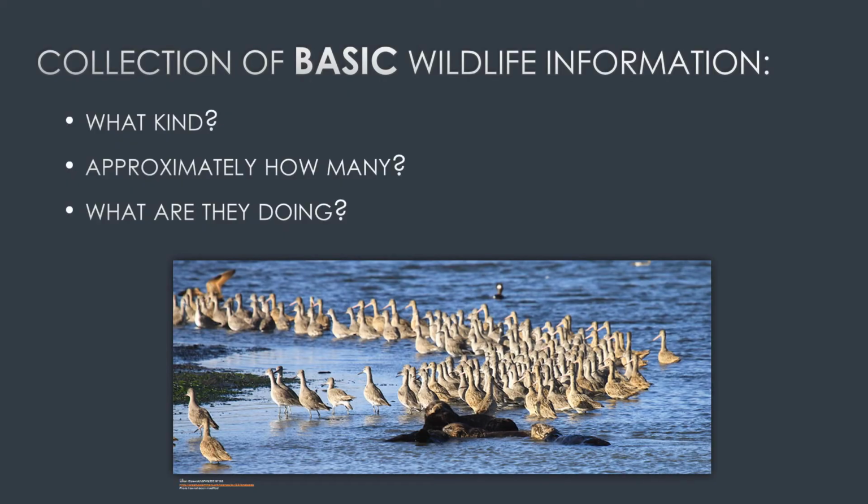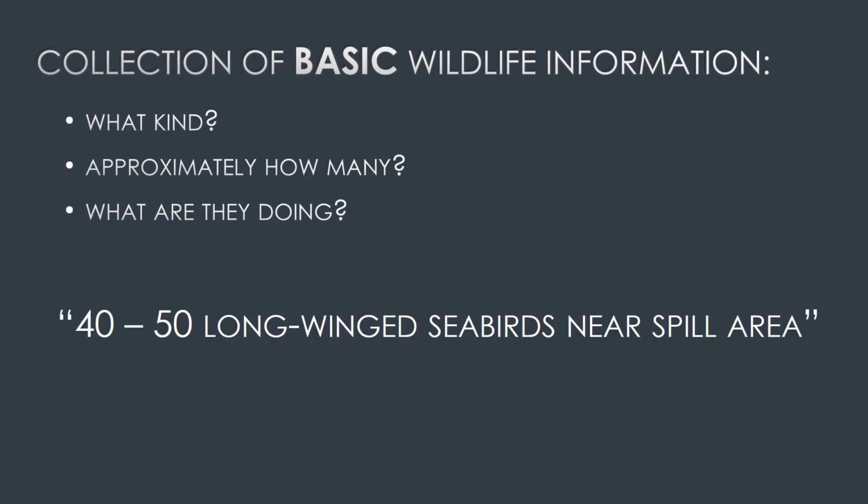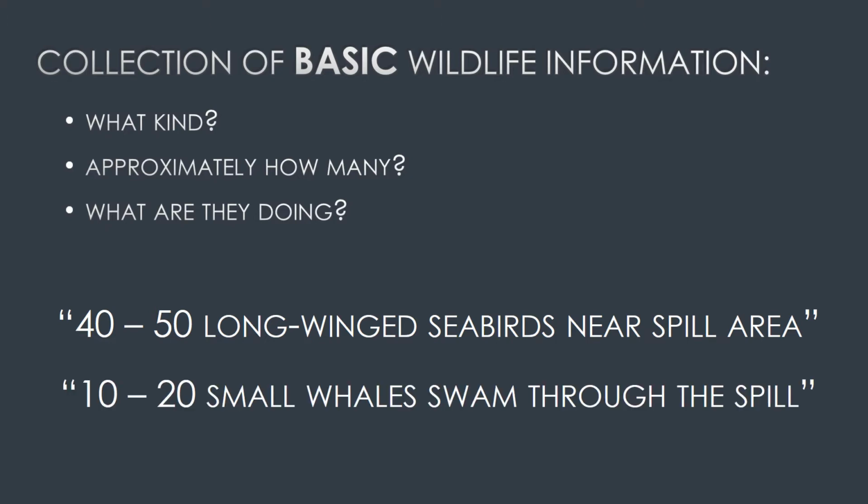During the early phase of a spill, it is valuable for us to know the following basic information about wildlife in the area. What kind of wildlife is around? Approximately, how many animals are there? And what are they doing? For example, observations stated as simply as 40 to 50 long-winged seabirds near spill area, or 10 to 20 small whales swam through the spill, provide us with important information.